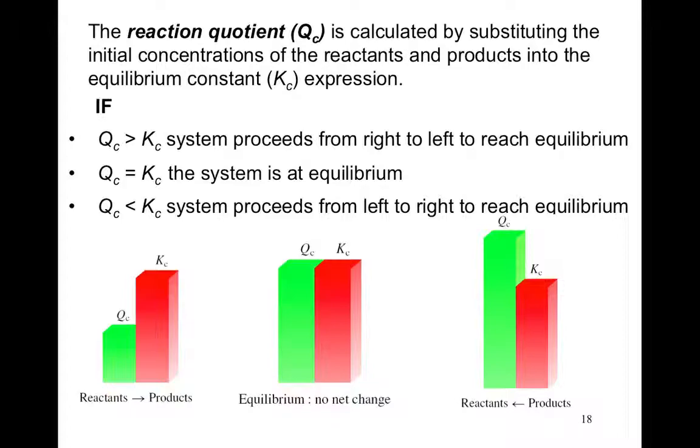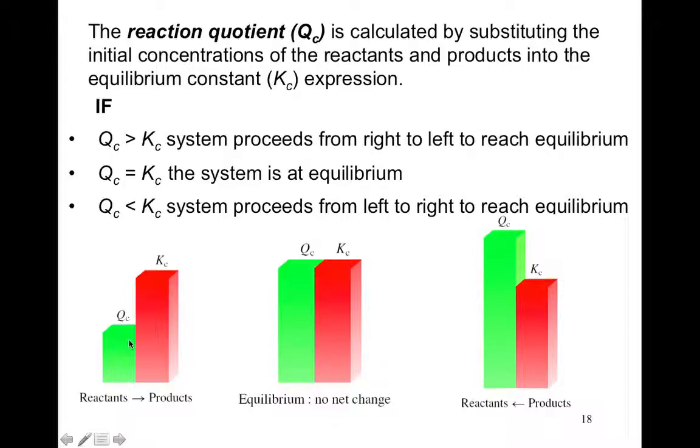Okay, so if our Qc, our reaction quotient, is greater than our Kc, then the system proceeds from right to left to reach equilibrium. If our reaction quotient, Qc, is equal to Kc, our equilibrium constant, then we're at equilibrium. And if Qc is less than Kc, we proceed from left to right to make more products.